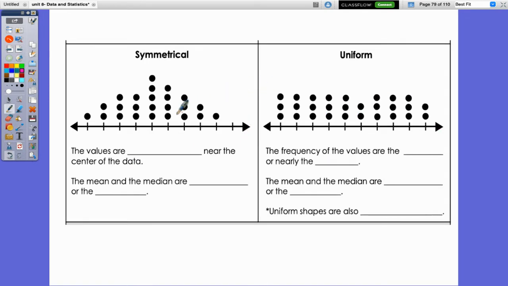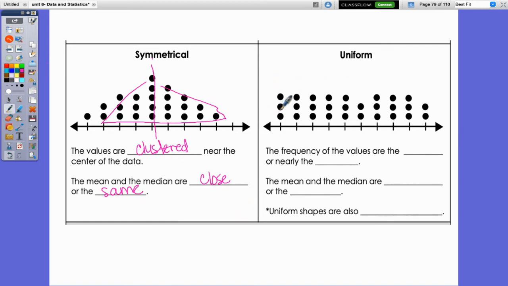This is also a new term. This is symmetrical. This is when our data is almost perfectly in line. If I drew a line down the middle, it looks very similar. So the values are clustered near the center of the data. You see how we're getting like this triangle look? This is symmetrical. And the mean and median are close or the same.